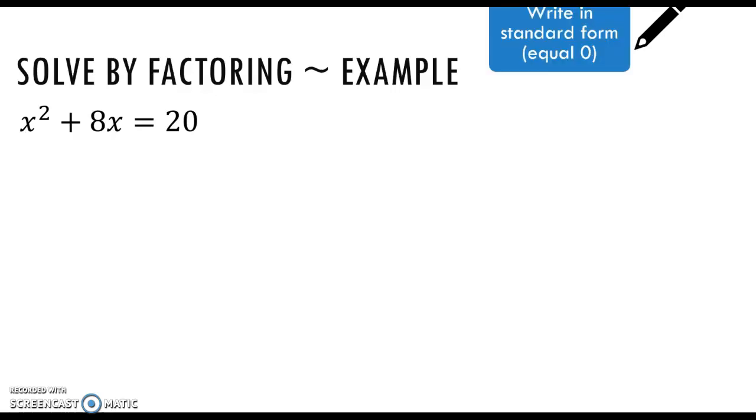So the first thing you want to do is write it in standard form. Make sure it's equal to 0. So I'm going to subtract 20 from both sides of this equation so that it's equal to 0, and so that the left-hand side looks like x squared plus 8x minus 20 equals 0. So the left-hand side looks like ax squared plus bx plus c.